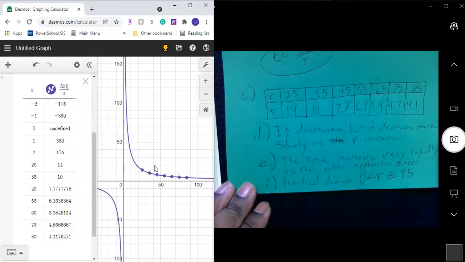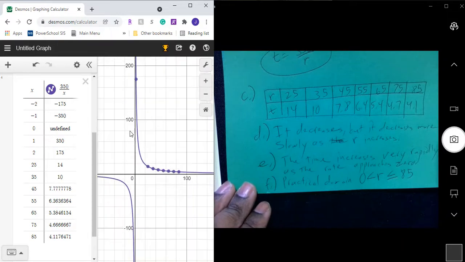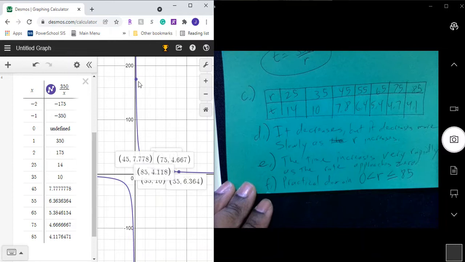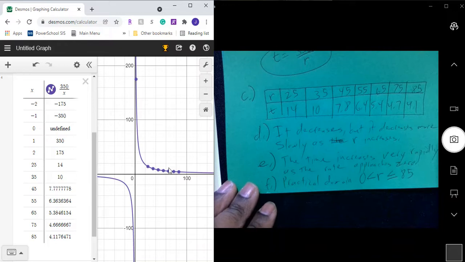Now, they ask us here to sketch a graph. Since we know this is the practical domain, this is where we would actually have our graph. If you click on a few points here, it gives you a few points that you could use, and you could look at this table as well. You notice when it gets to 2, it goes up to 175, but it never quite hits 0. They just want us to sketch the graph of the practical domain. Okay, H. What are the vertical and horizontal asymptotes of the graph of the function?